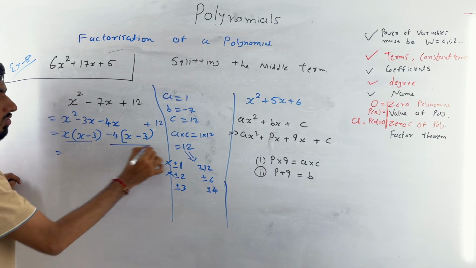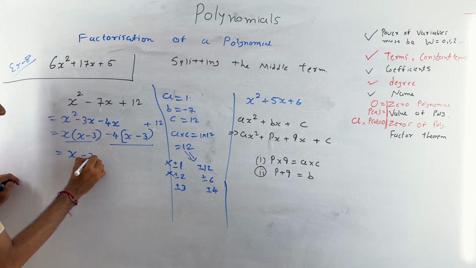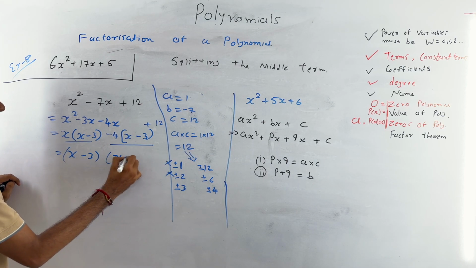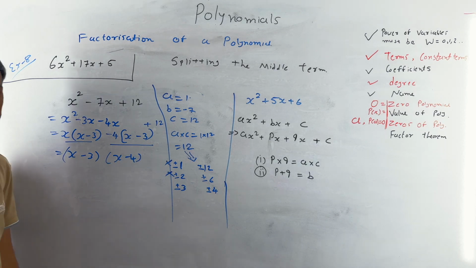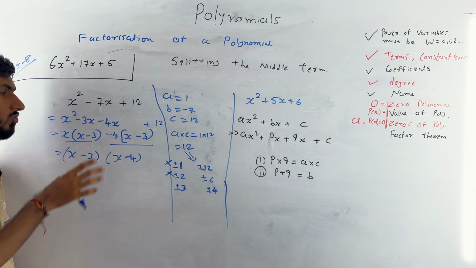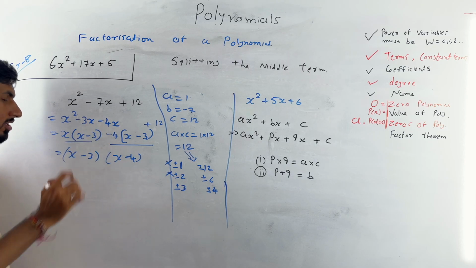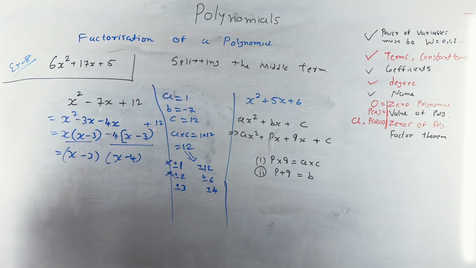Now I have two terms in which x minus 3 is common, so I can write x minus 3 in one bracket and x minus 4 in another bracket. These two are my factors for this polynomial. You can easily get factors in just 2 or 3 steps, right?